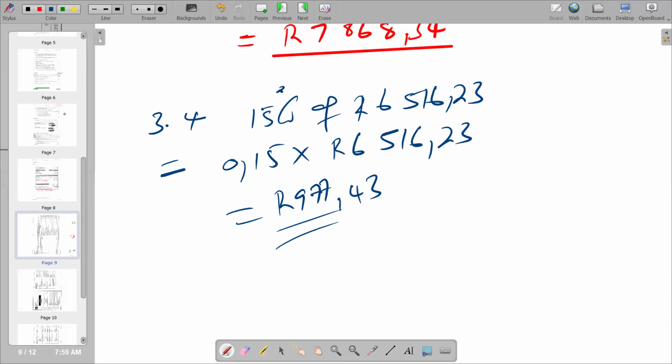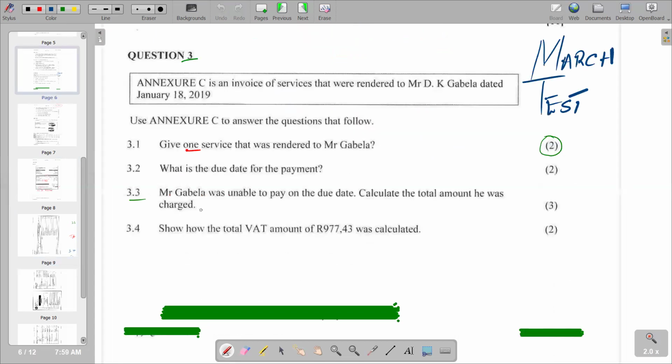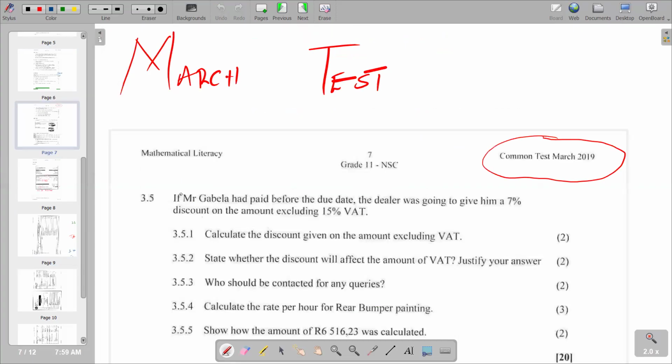So this is our 3.4. So on 3.4, you see that this is the last part of our question on this page. So we go to the next page, see what question do we have. We are now on 3.5. It reads, if Miss Gabela had paid before the due date, the dealer was going to give him a 7% discount on the amount excluding 15% VAT. So 3.5.1, calculate the discount given on the amount excluding VAT.